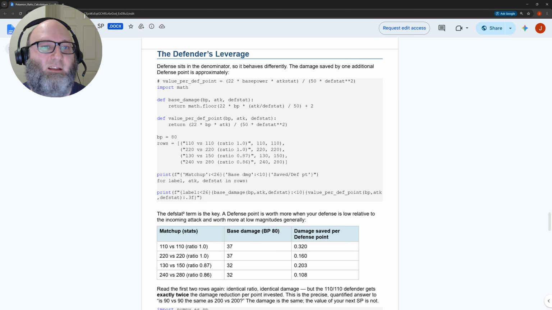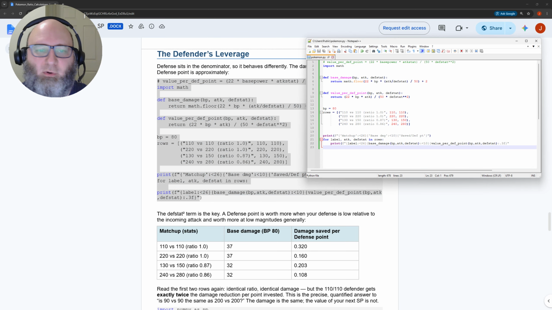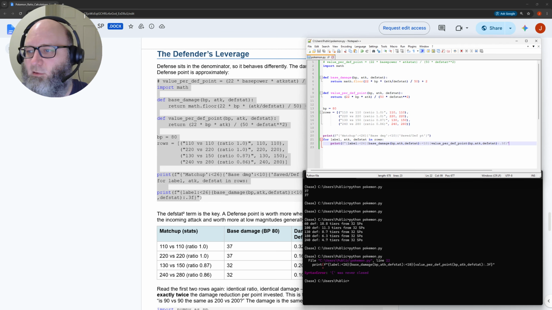Then we'll talk about the defender's leverage. Defense sits in the denominator, so it behaves differently. The damage saved by one additional defense point is approximately, and we can run this, the 22 level modifier times the base power times the attack stat divided by 50 times def stat squared. So if we grab this and put it in, we can see that again, an error in that because I missed that.